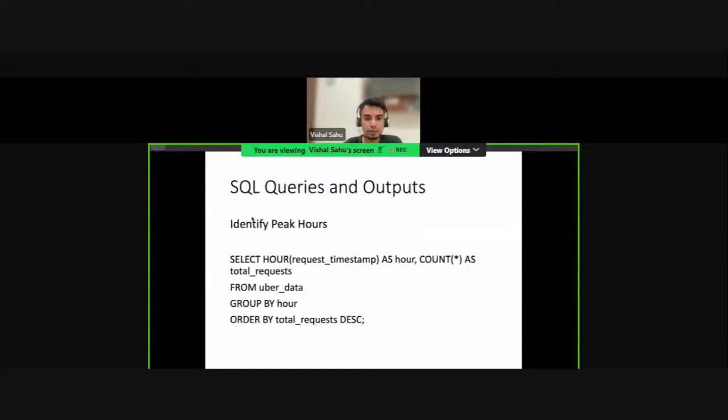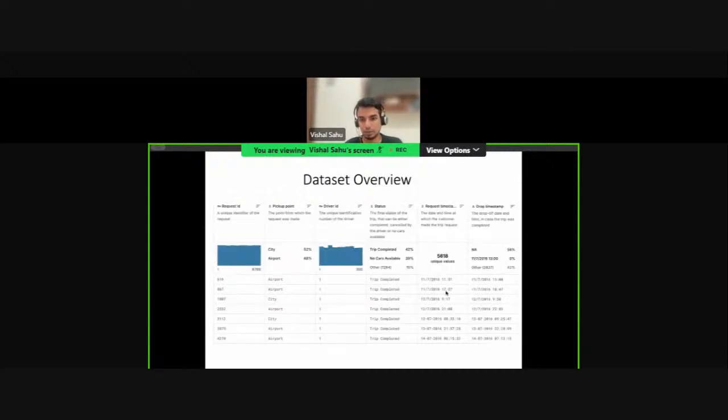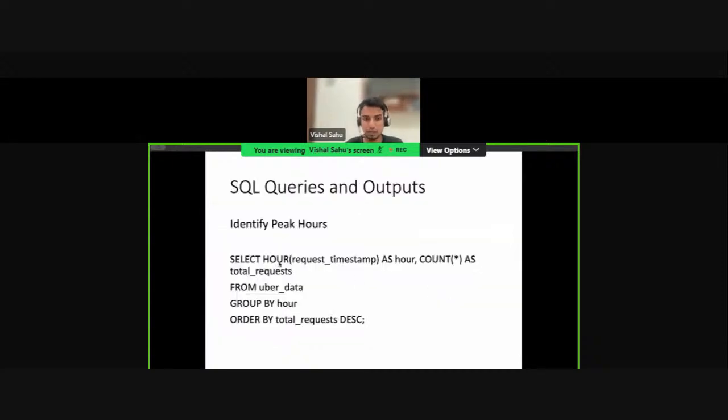So with that, let me move to the next slide. This is our first query. As I said, we will first identify the peak hours. For that, we need to write a query where we extract the hour from this request timestamp. We'll basically get this 11, 17 if we write this command, hour from the request timestamp, and then we will use a count function to get the count of total requests. Since we're using the count function, we'll group this by hour. So we'll get hour versus how many requests there were in that particular hour.